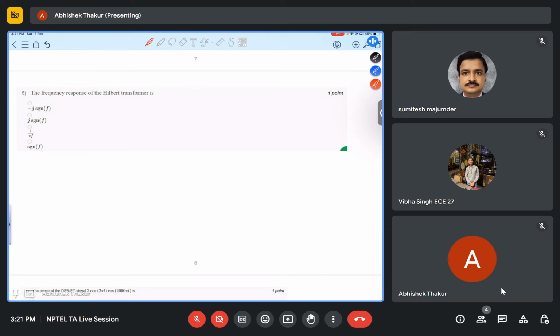So next question is they are asking the frequency response of Hilbert function. So in this question, the options given are minus j signum of f and then j signum of f. So the correct answer is option A only, that is minus of j signum of f.